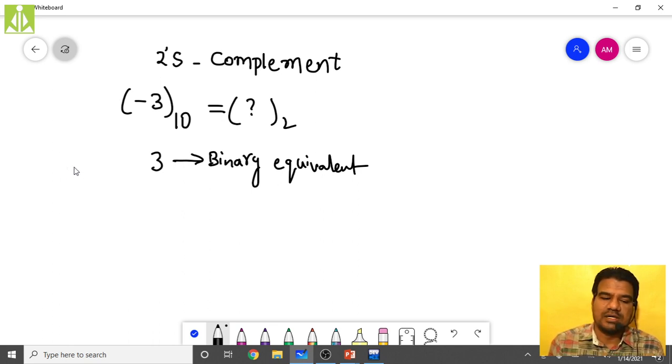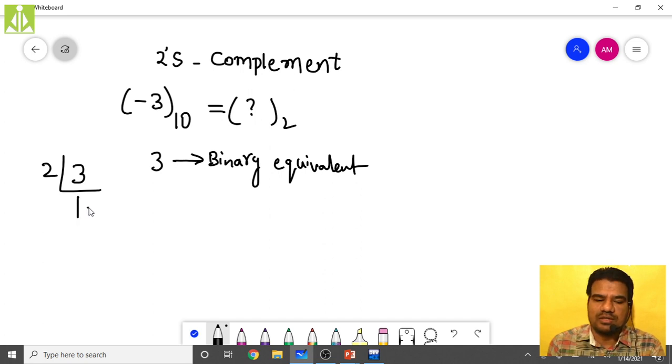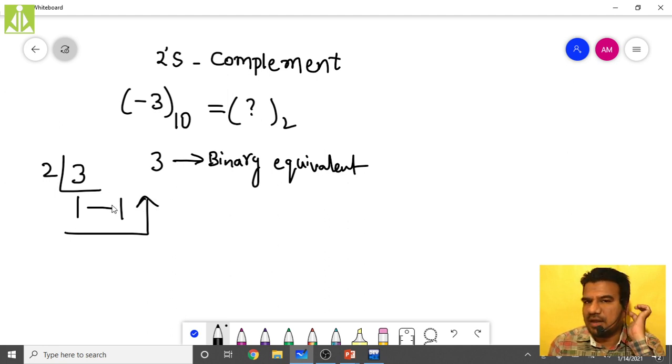Take 3 and start dividing that number with 2 until we get nothing left. 2 ones are 2, the remainder will be 1. Go in this way, and that will give the binary equivalent. We said whatever numbers we are taking, we have to represent using 8 bits, isn't it?